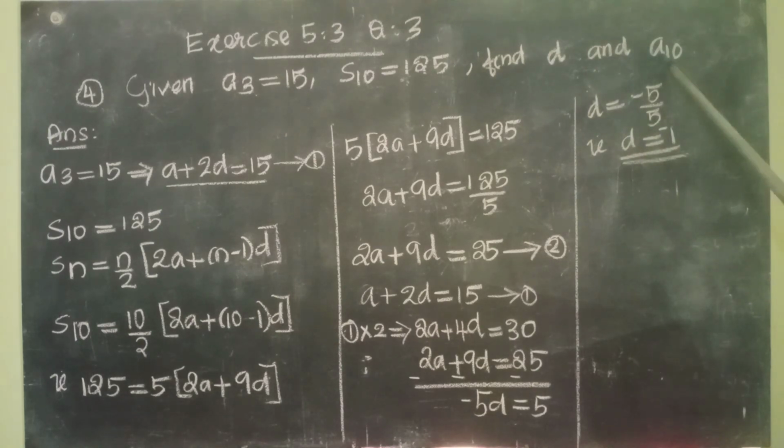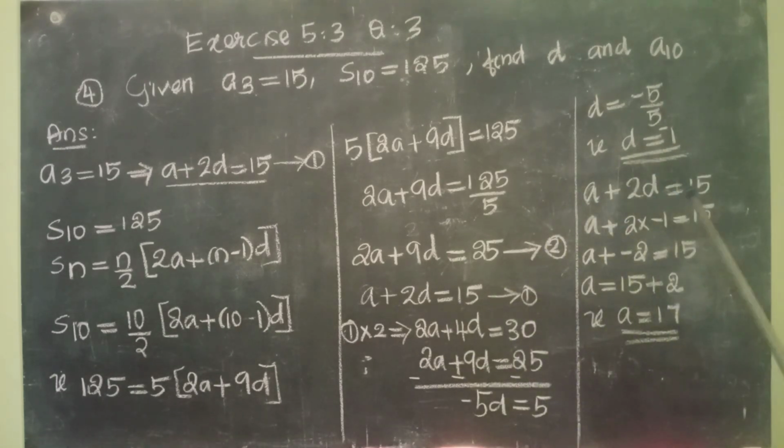Now we have to find out what is a10. a10 we know it is a plus 9d. To find out a10, first we need to find out what is a. So we can give the value of d in any of these equations. So we can give it here, a plus 2d equal to 15. There we can give d equal to minus 1.